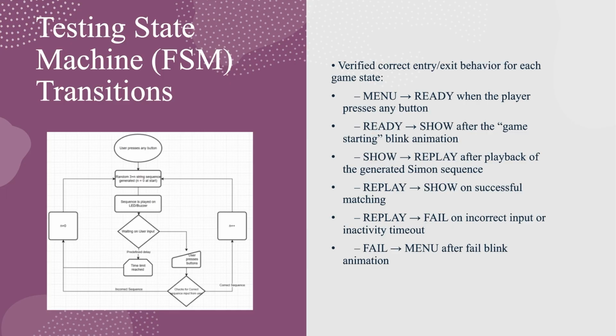So for the menu to ready, it was any button being pressed at the start. From ready to show, it was the blink animation, with the sequence being generated. The show to replay was the moment that the user would get to press buttons. The replay to show would be only if they entered the correct pattern. If they did not, then we would move to fail, or if there was a timeout and they did not accomplish the sequence within a time limit. And finally, if a fail did occur for any reason, it returned to menu to restart the game.